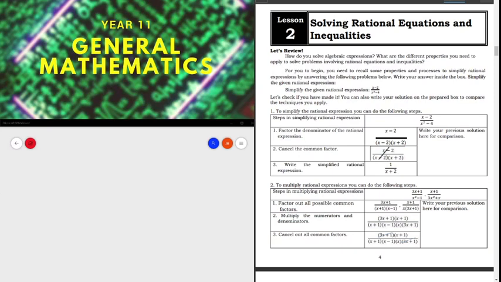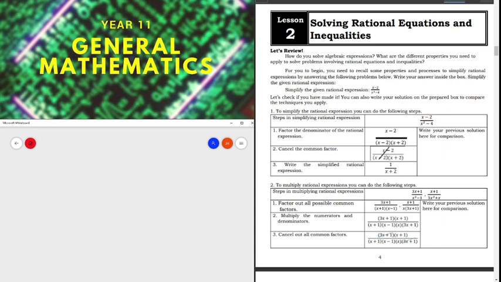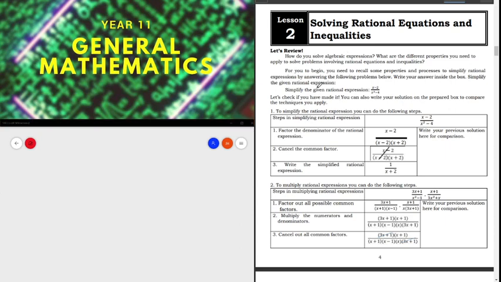So hello, we're back to our lesson 2 or module 2. So in lesson 2, we're talking about solving rational equations and inequalities. So how do you solve an algebraic expression? What are the different properties you need to apply to solve problems involving rational equations and inequalities?